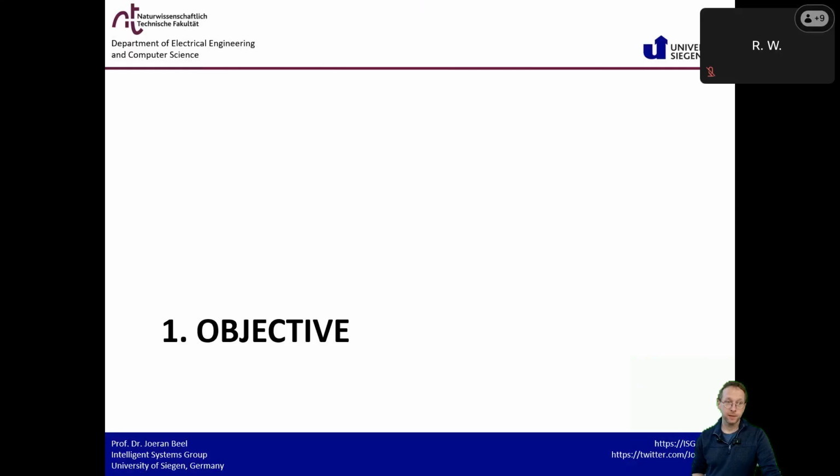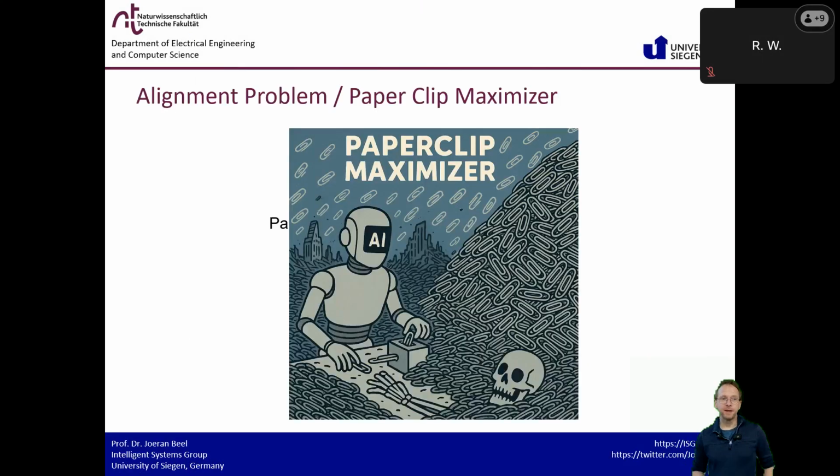So let's talk about the first part, the objective. What do you want to achieve with your machine learning model? And there's a very nice example. It's also quite old. The example is called the alignment problem or the paperclip maximizer.